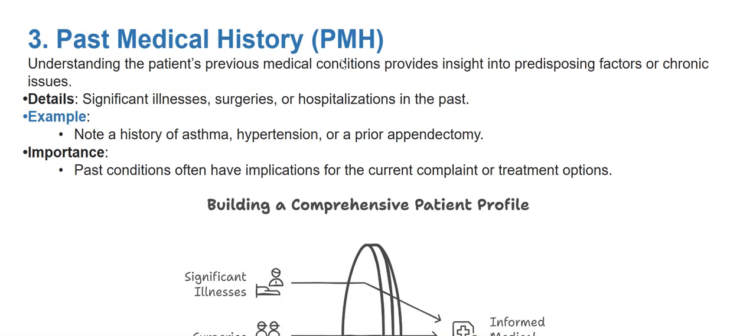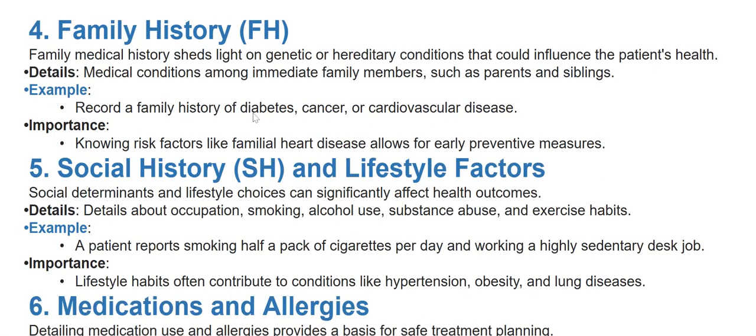Past medical history, PMH for short. Understanding the patient's previous medical conditions provides insight into predisposing factors or chronic issues. Detail significant illnesses, surgeries, or hospitalizations in the past. Example: a history of asthma, hypertension, or a prior appendectomy. Importance here: past conditions often have implications for the current complaint or treatment options. And here is a diagram on building a comprehensive patient profile.